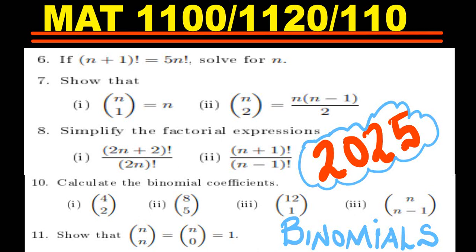Let's solve some questions in tutorial sheet 5, Binomials 2025. Okay, so without wasting much of the time, let's start with the first one. So if n plus 1 factorial is equal to 5n factorial, find n. This is a binomial equation. So how are we going to go about it?